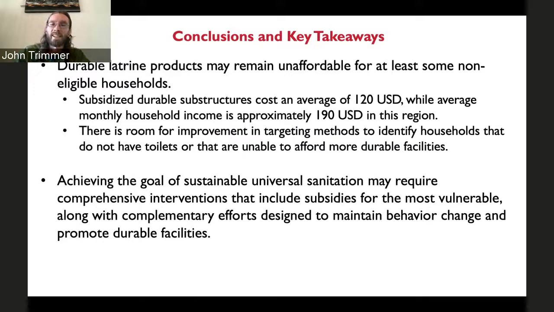So what we ended up finding was that there might be some opportunities to identify different factors or characteristics of households that might more closely align with whether or not a household has access to a toilet. So we think there's some room for improvement there.